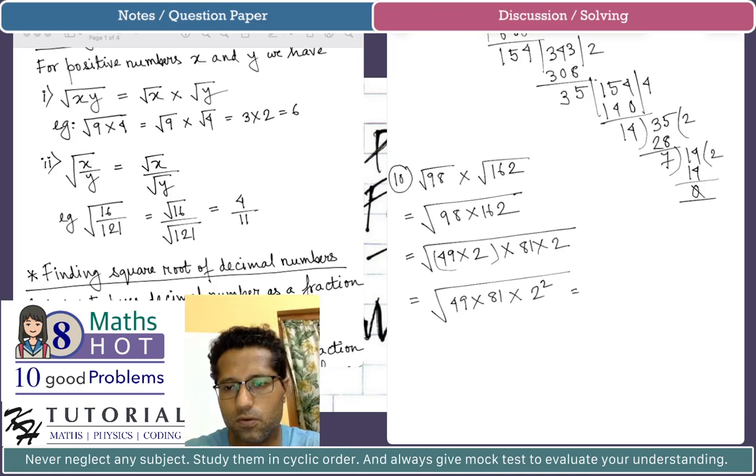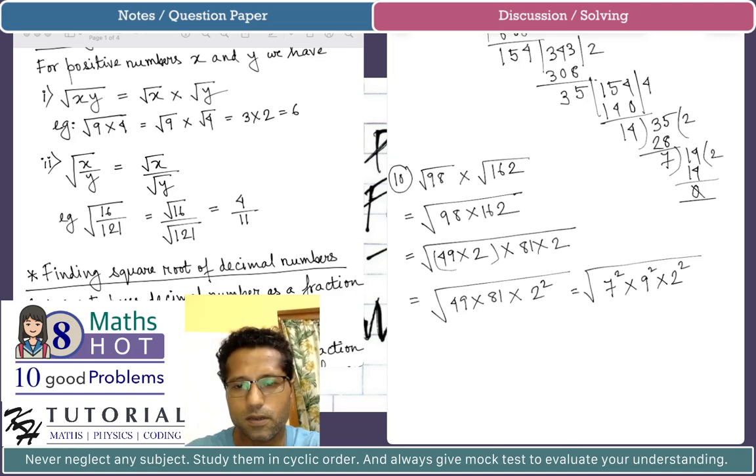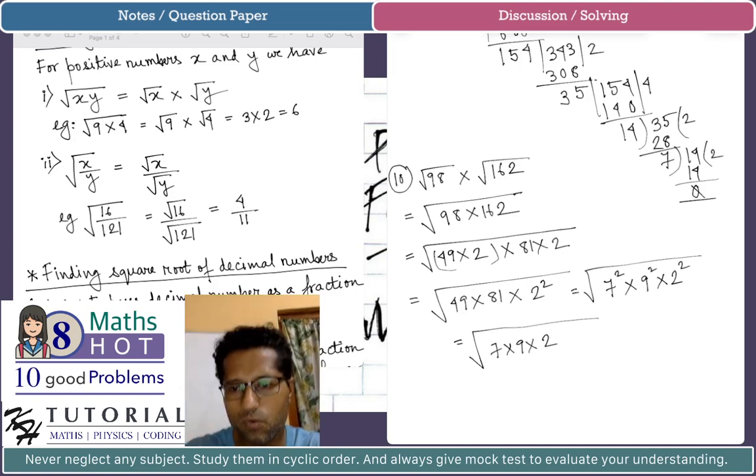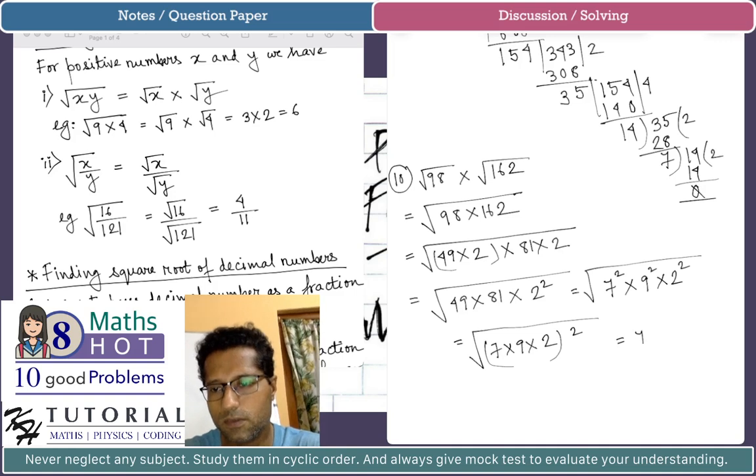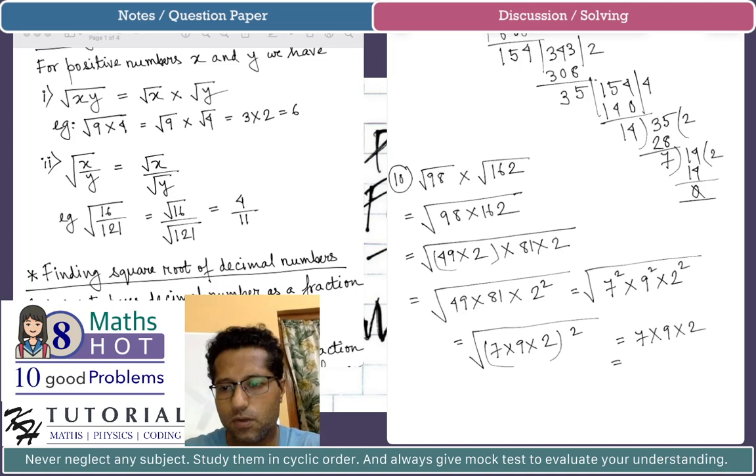So this is equal to square root of 7 square multiplied by 9 square multiplied by 2 square. So this is equal to square root of 7 multiplied by 9 multiplied by 2 whole square. So this we know is equal to 7 multiplied by 9 multiplied by 2. This is equal to 63 multiplied by 2. This is equal to 126. 126 is the answer.